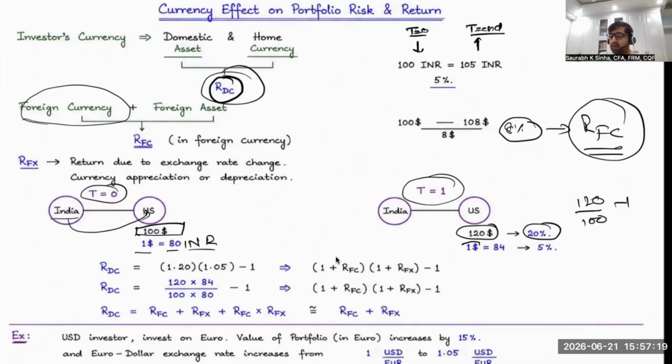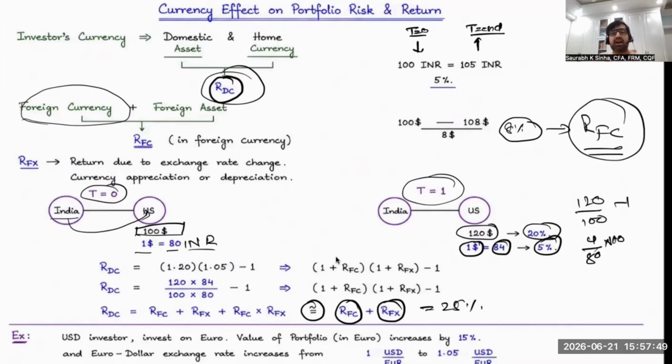But the foreign currency, which was USD, appreciated by 4 INR, which is 4 upon 80 into 100, roughly 5%. So if you want to convert this return into domestic currency, then roughly the return would be 20% plus 5%, that is 25%, roughly. That's fine.